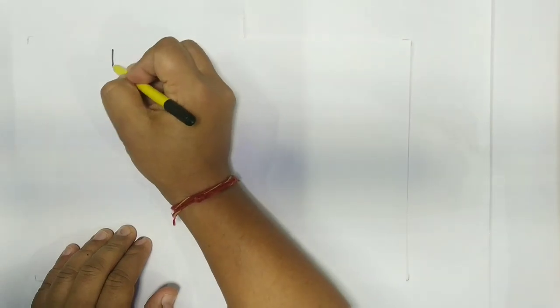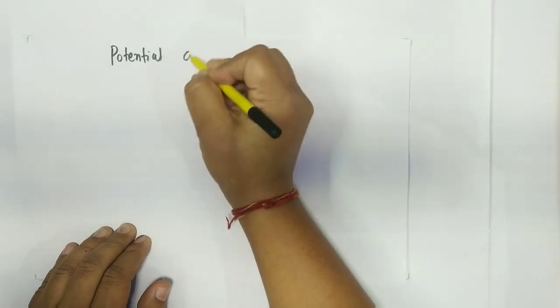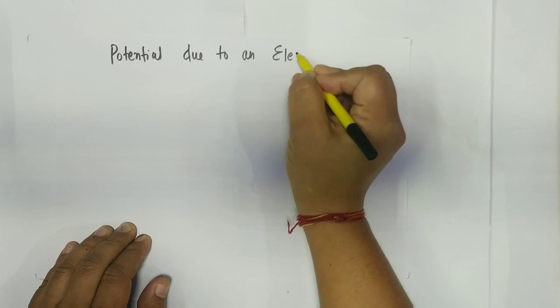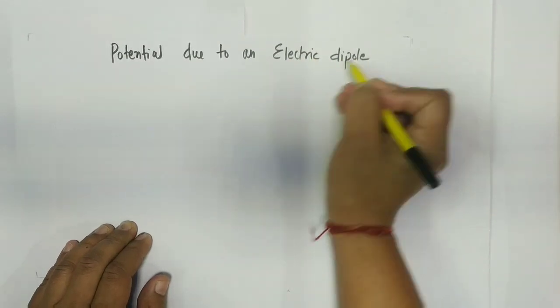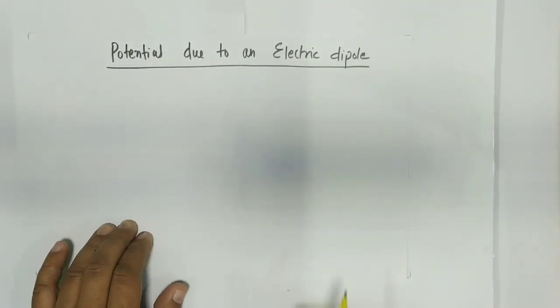Students, in continuation to the second chapter, electrostatic potential and capacitance, today we will discuss potential due to an electric dipole. Do you know electric dipole? A system of two equal and opposite charges separated by a small distance.